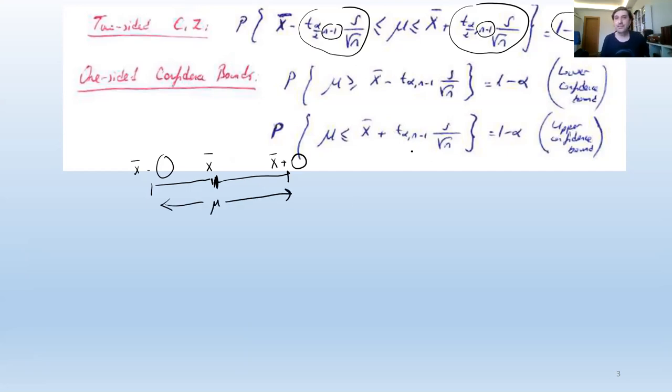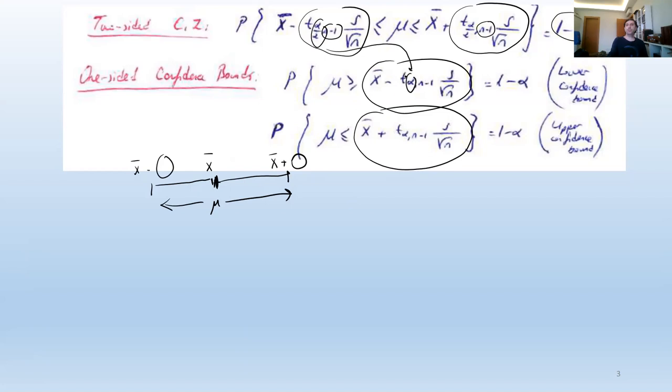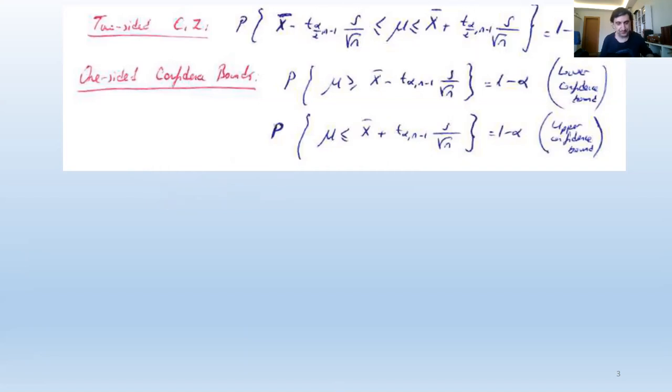When it comes to one-sided confidence bounds, the lower confidence bound is represented by this one and the upper confidence bound is represented by this one. Again, the very same logic. What has changed compared to this one is only that alpha over 2 has turned into alpha, because we now sacrifice that alpha probability on only one side. We let the other side go to infinity.